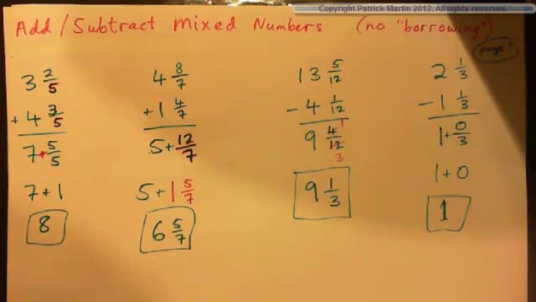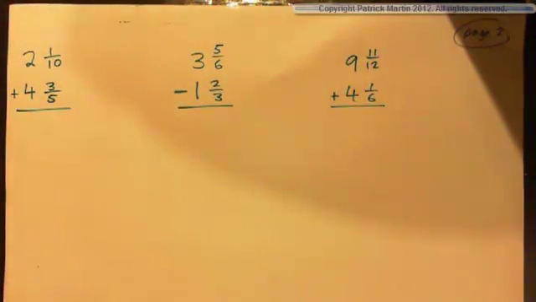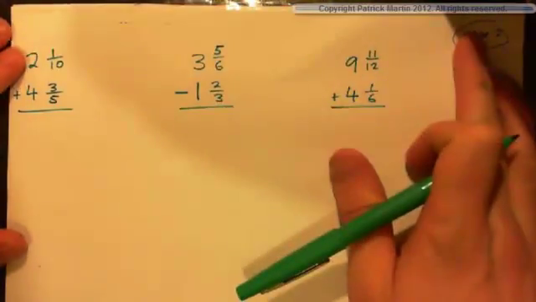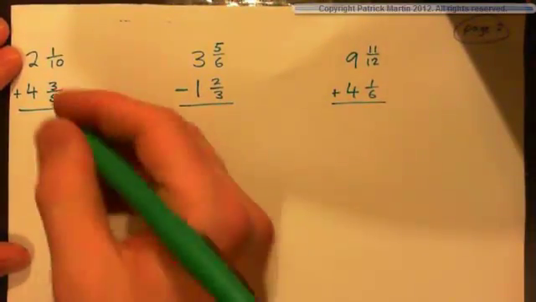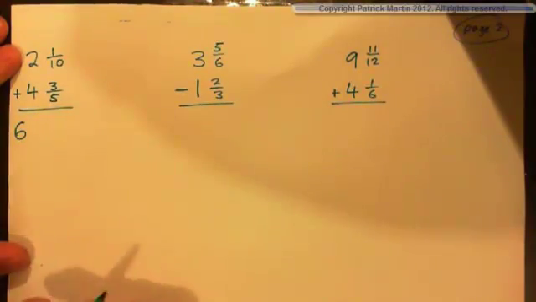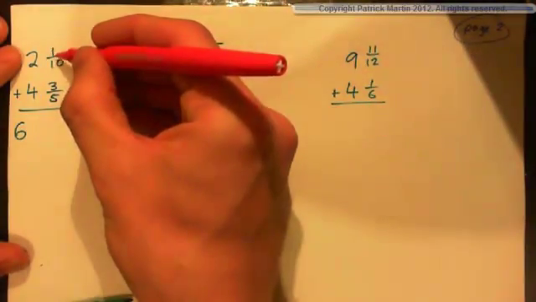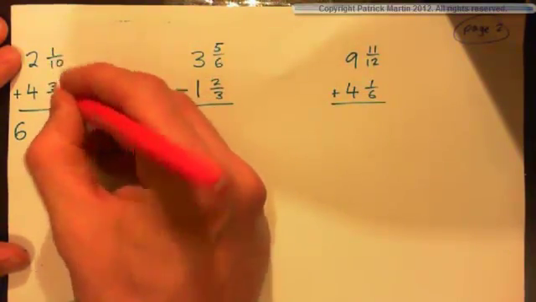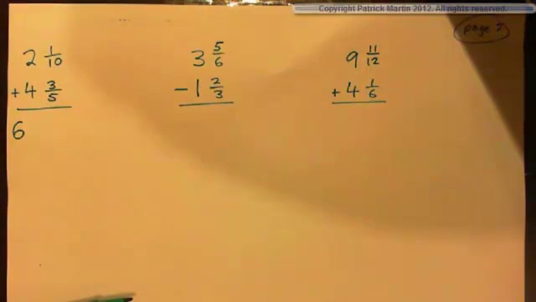Okay, so let's have a look at page 2. We've got these examples here. 2 and 1/10 plus 4 and 3/5. Let's just start with the whole numbers. 2 and 4 is 6. That was easy. Now, let's deal with 1/10 plus 3/5. I've got tenths and fifths. What do I need to do to add fractions? Don't we need to have the bottoms the same? Get a lowest common denominator.